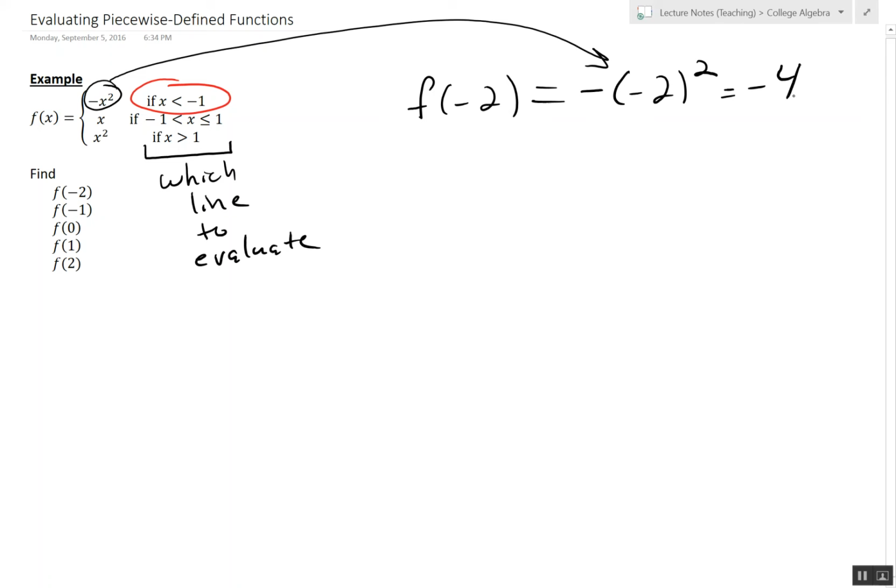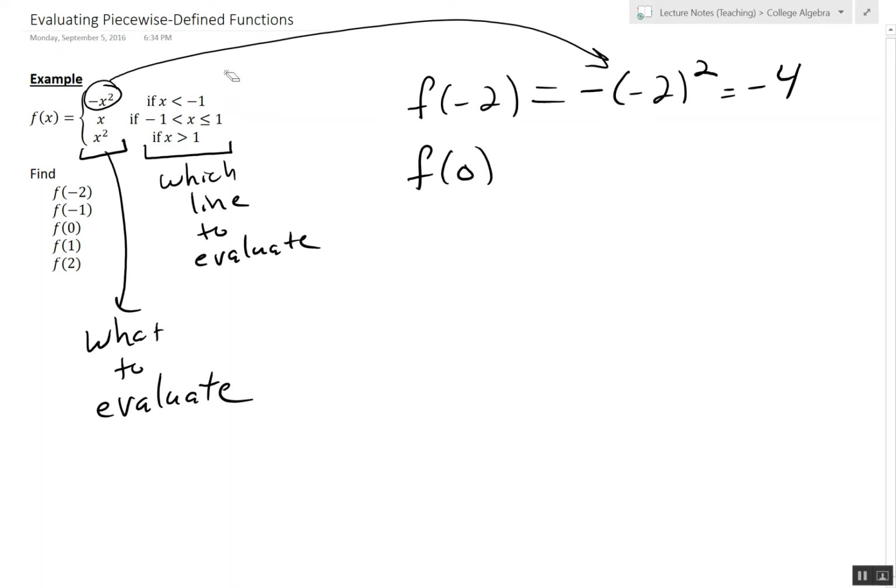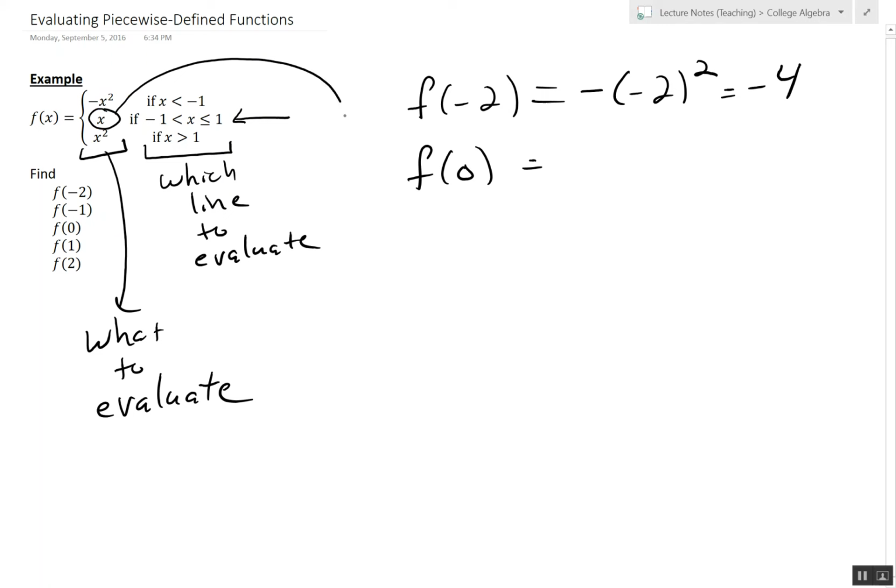So this tells me which line to evaluate. These things tell me which line, and this tells me what to evaluate. So let's look at another example. I'm going to skip negative 1 because that's kind of special and come back. So let's look at f of 0. f of 0 satisfies this inequality because 0 is between negative 1 and 1. So we're going to use this expression to evaluate. We're just going to evaluate x equals 0, which is just 0 in this case.